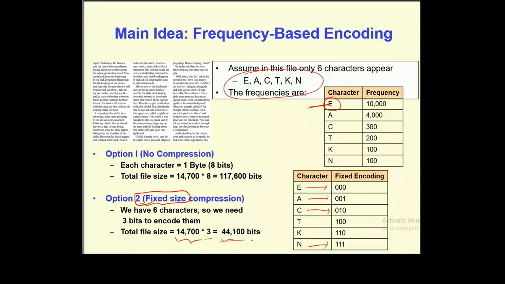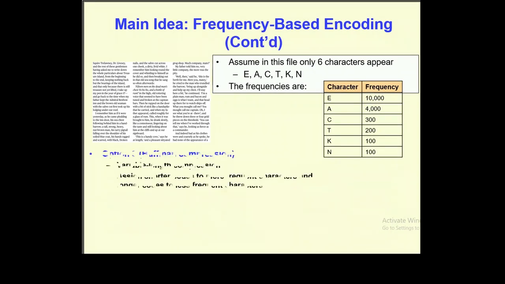Without the compression, the file size is so large, and after the compression using the fixed size compression technique, the size is 44,100 bits. So the size is reduced. Okay, so in the case of Huffman encoding, we will not do this fixed size compression. For that purpose, we have another, third option, that is Huffman compression.